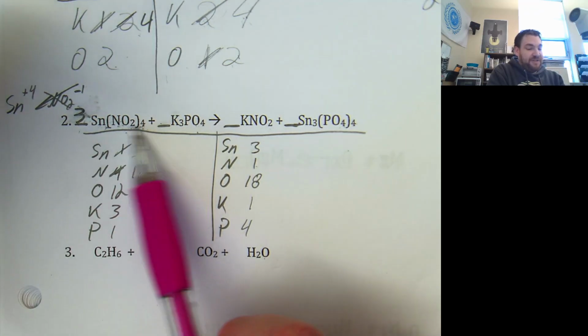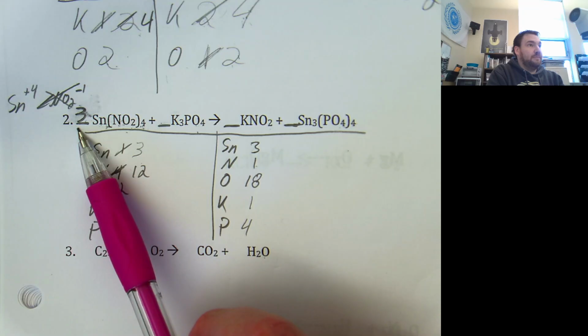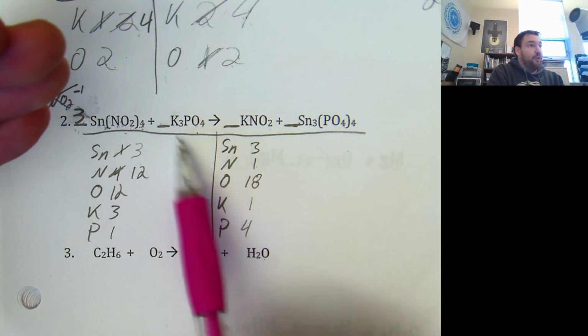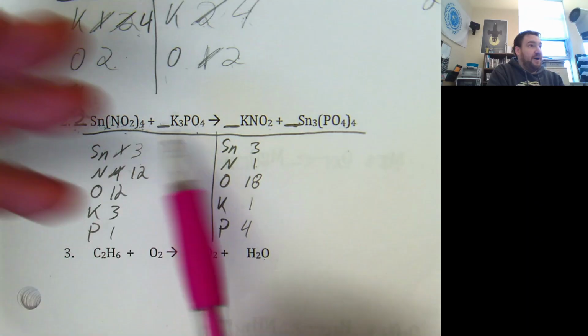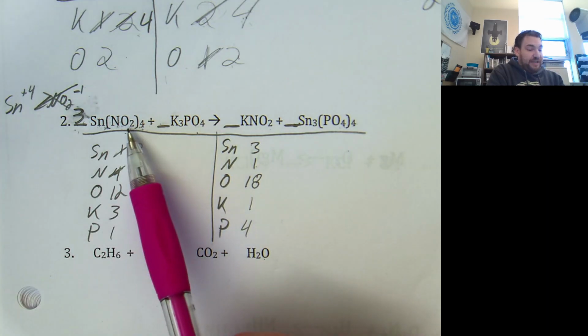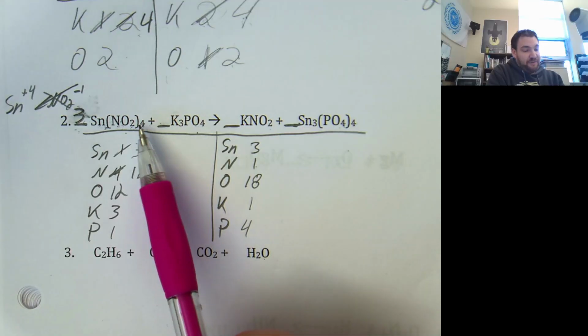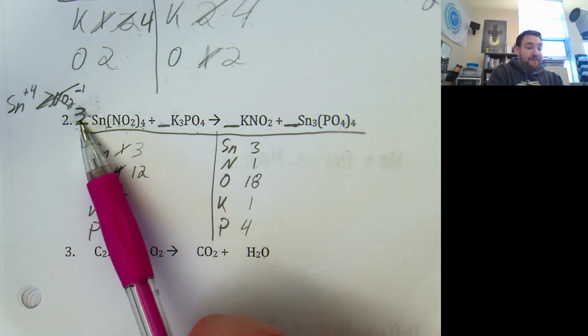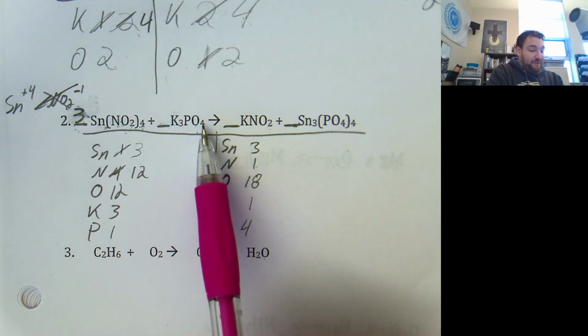Subscript times coefficient. And then you have to add to whatever's in the other one if you have the same element in multiple spots. Like the oxygens, the next question is how many oxygens are there? Well, this one has 2 times 4 is 8, times 3 is 24, plus 4.